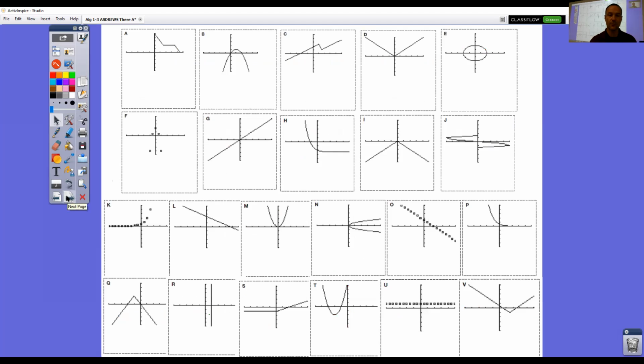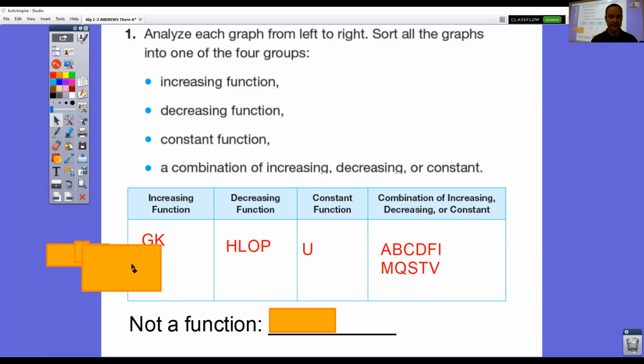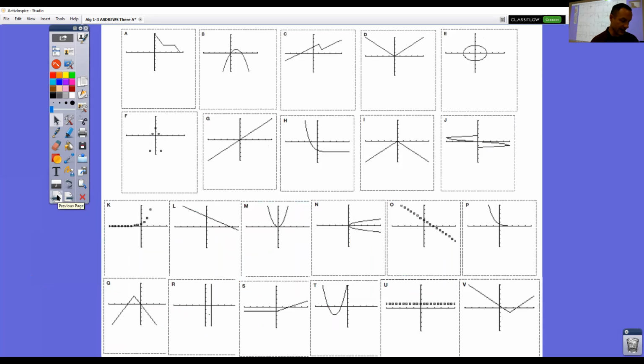Here are the different graphs that we're going to be looking at. So when we take a look at these, analyze each of the graphs from left to right, and we're going to sort them into increasing, decreasing, a constant, or a combination of increasing and then decreasing. So I think the easiest way to do this is to just go back to the graphs and talk about each one. All right, I will uncover the answers here. You can always refer back to these if you want to, but I'm going to go back to the graphs and look at the graphs individually. So we're looking for increasing, decreasing, a constant, or a combination.